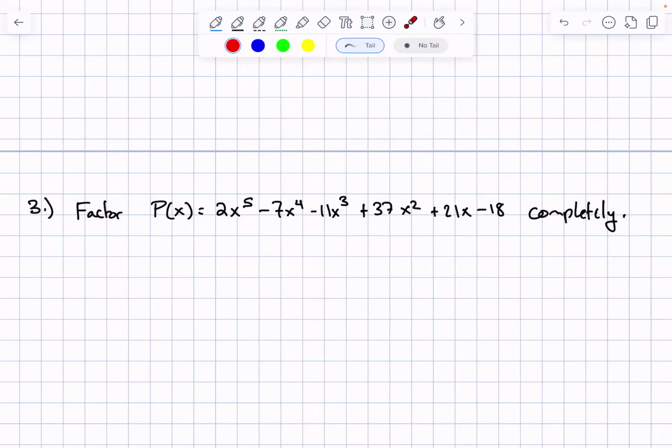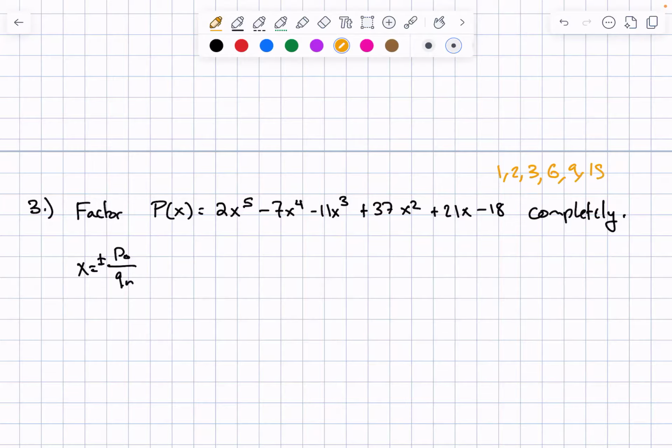So that means we've got to remember about Pooh Sam. So x is equal to p sub 0 over q sub n, technically plus or minus. So p sub 0 are factors of a sub 0, and q sub n are factors of a sub n. And so the factors of 18 are 1, 2, 3, 6, 9, and 18. And the factors of 2 are 1 and 2. So we've got quite a few.